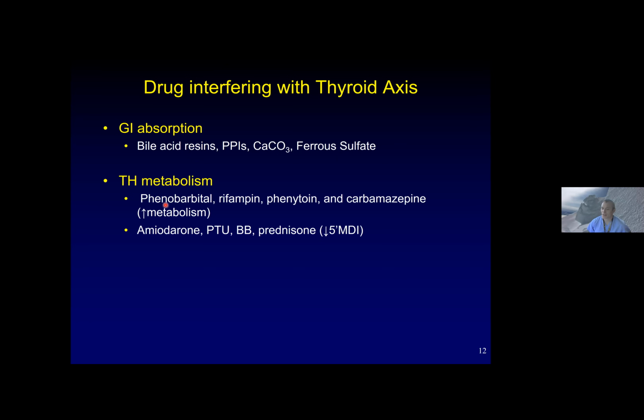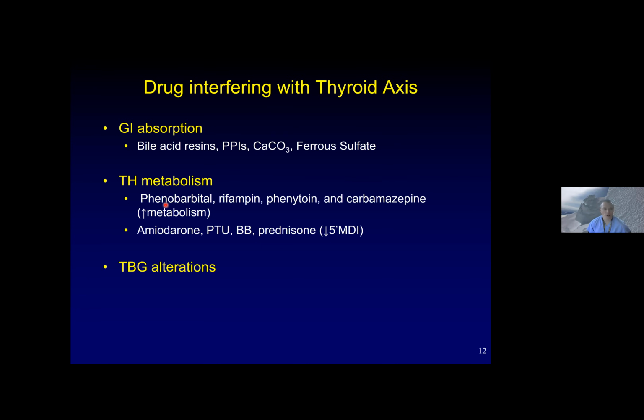Other drugs can affect thyroid hormone metabolism. So for instance, phenobarbital, rifampin, phenytoin, carbamazepine can increase metabolism. So if a patient starts one of these drugs, for instance, they may need adjustments of the thyroid medications for those that are already taking it. Amiodarone, PTU, beta blockers, and prednisone can also affect thyroid hormone metabolism. PTU is propylthiouracil, which is actually a drug for treating hyperthyroidism.